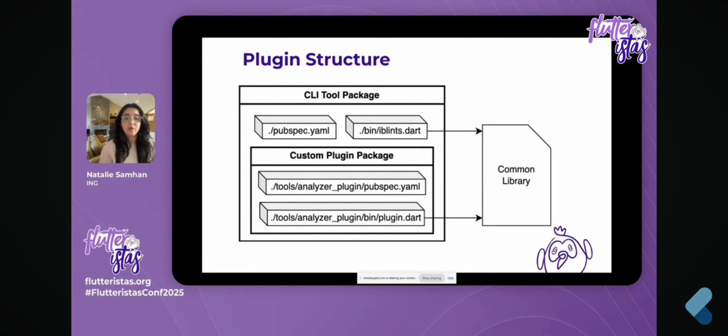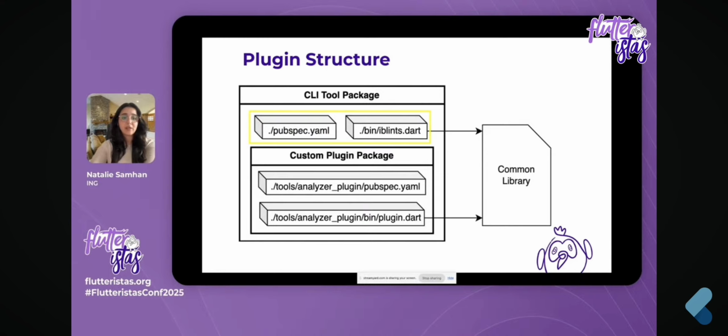If we have a high-level overview of how this structure looks, we have the CLI tool package with its own dependencies and executable file. Inside of that, in the tools analyzer plugin directory, we have the sub package with, again, its own dependencies and executable. And both these packages will be sharing a common library.